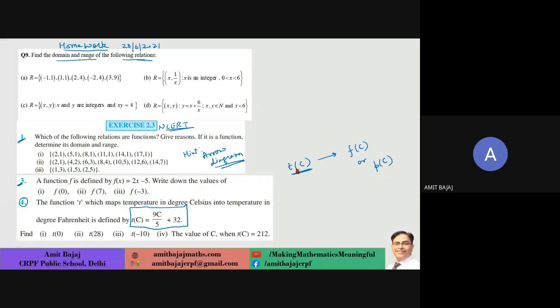As far as the first 4 parts are concerned, you simply put 0, 28 and so on in place of C. In the fourth part, T of C is given to you. If it is 212, then what is T of C actually? 9C/5 plus 32, and that is 212. You just open the bracket and simplify, meaning take the LCM and simplify. You will get your required value of C.